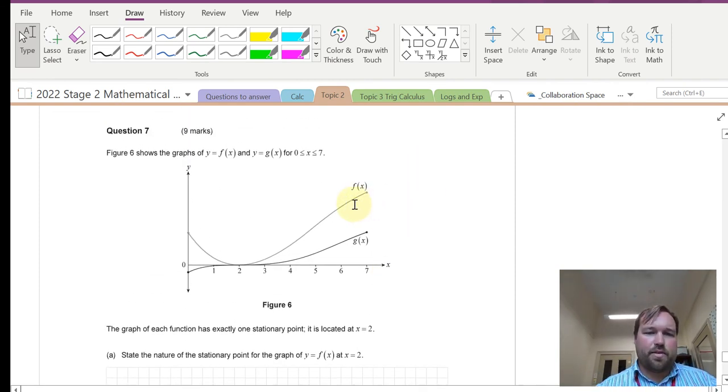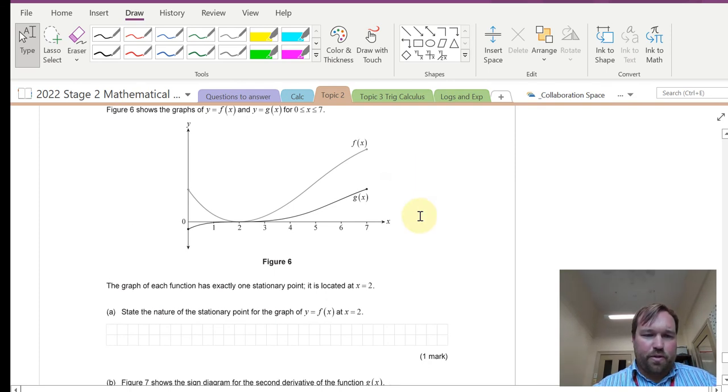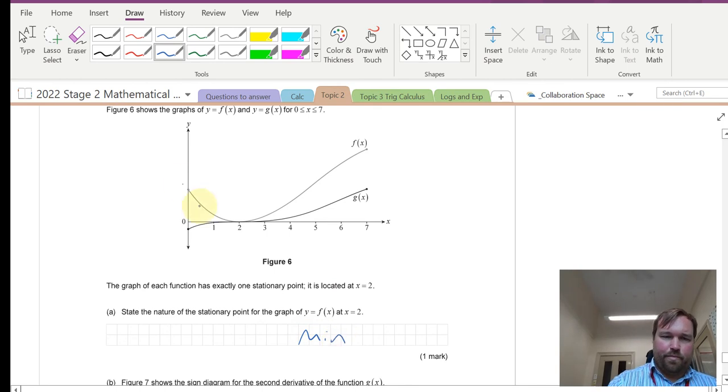Question 6 shows graphs f of x and g of x. Cool. The graph for each function has exactly one stationary point located at 2. Okay. State the nature of the stationary point for f of x. It is a minimum. F of x does that.